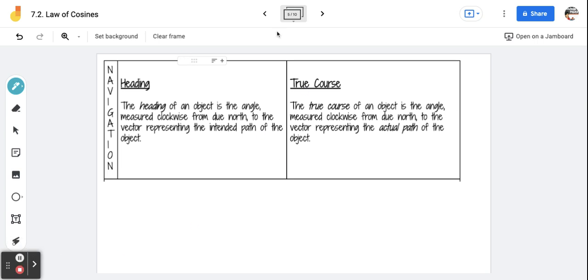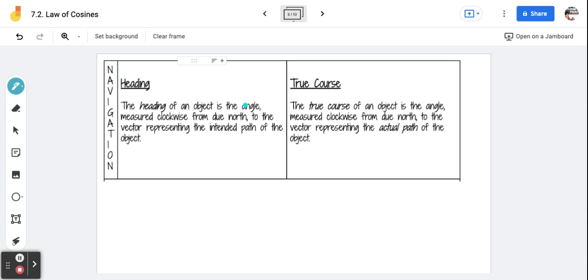Okay, the next slide contains some things you'll see in the notes as well. You're going to have some application problems with law of cosines that deal with navigation, ships, planes, that kind of thing. And you're going to hear two different terms that are very similar, the heading and the true course. We also dealt with bearings before, so these are a little different.